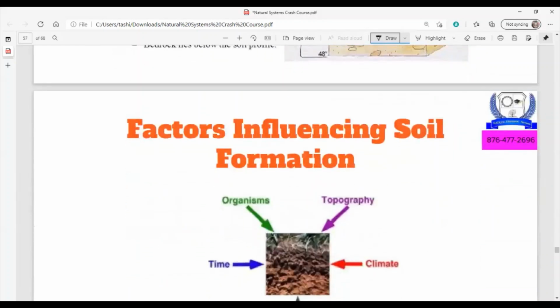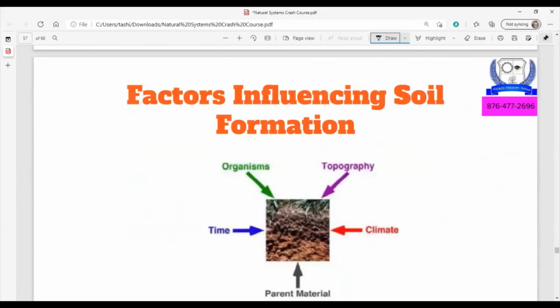Now, we have different factors that influence the formation of soil. So what do I mean again when I say factors influencing something? What do I mean by that? So that is your cause. The causes, the things that are causing you to do what you're doing. So the factors influencing the soil formation, what are the things that are causing soil to be formed that particular way? So we have these 5 things. We have time, organisms, topography, climate, and parent material.